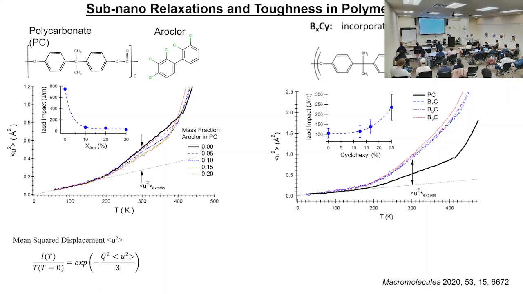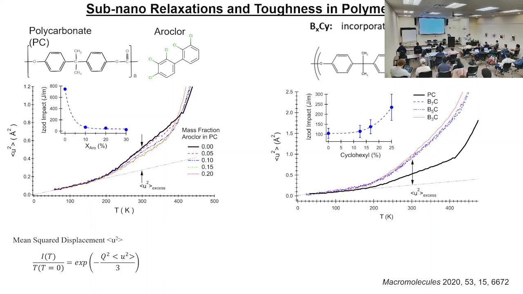So we can calculate contributions from this new dynamics, which we call excess mean square displacement, at 300 Kelvin here, because we are measuring impact strength at 300 Kelvin. So this is the interesting temperature. Now, if you look at this, you can clearly see that as you add more and more Aerochlor, mean square displacement actually goes down. So that means dynamics is decreased, it's slowing down, right?